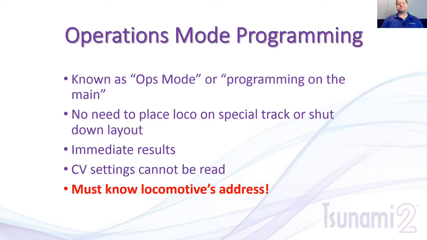Now the catch here is you absolutely have to know the locomotive's address. The programming on the mainline commands are no different than when you're trying to blow the whistle or ring the bell. You go into your throttle and it says address. So the command comes out, hey everybody listen up, locomotive 1000, change CV29 to a value of 6. And then of course the decoder says, hey, I'm address 1000. Okay, I'm going to change CV29 to 6.